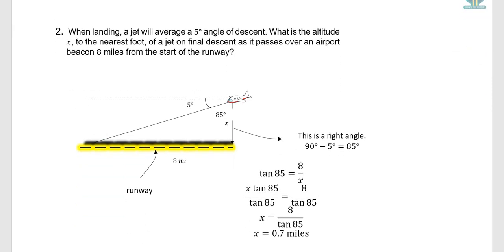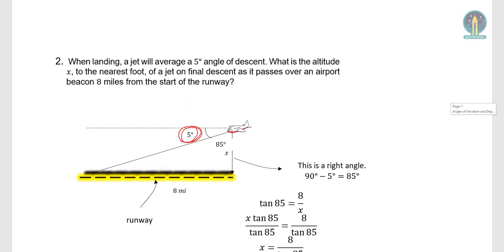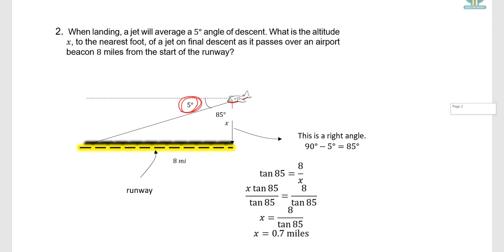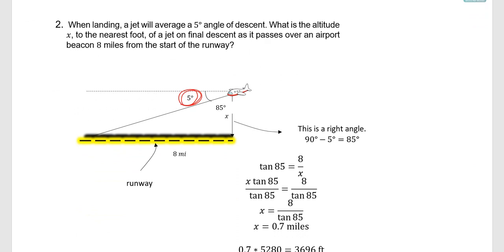Let's look at another example. When landing, a jet will average a 5-degree angle of descent. Angle of descent is essentially the same as angle of depression. So an airplane will average a 5-degree angle of descent. What is the altitude x to the nearest foot of a jet on final descent as it passes over an airport beacon 8 miles from the start of the runway?